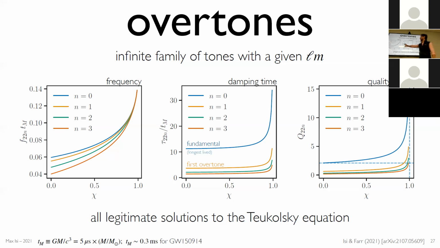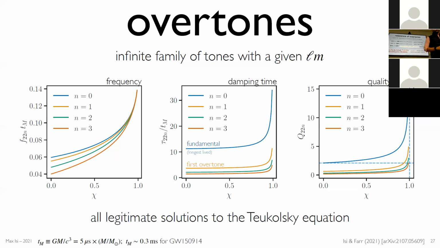Their frequencies are quite similar. In fact, they tend to be a little bit lower the higher n you go, and you have the damping rates here. The higher tones decay way faster and have a lower Q. These are all legitimate solutions to the Teukolsky equations, which describe perturbation theory in a curved space-time.